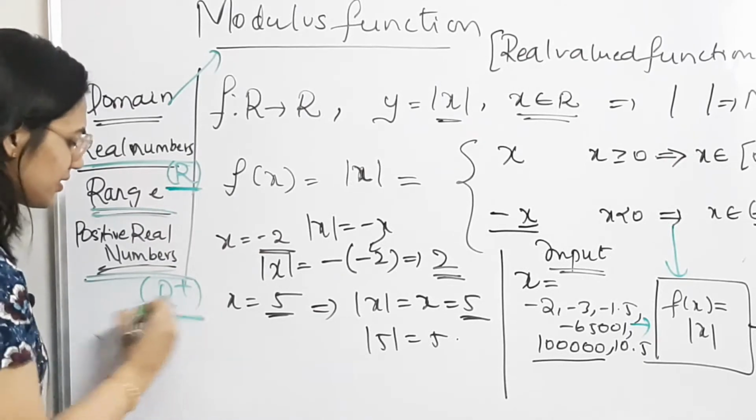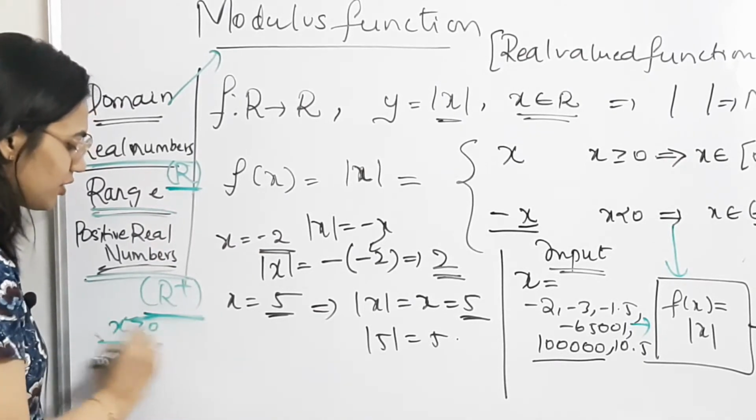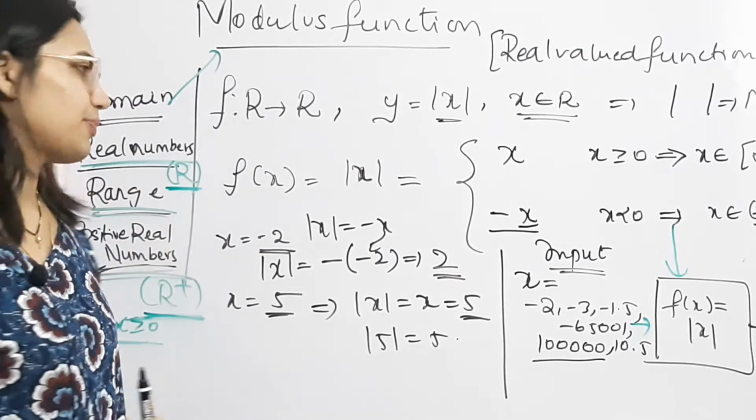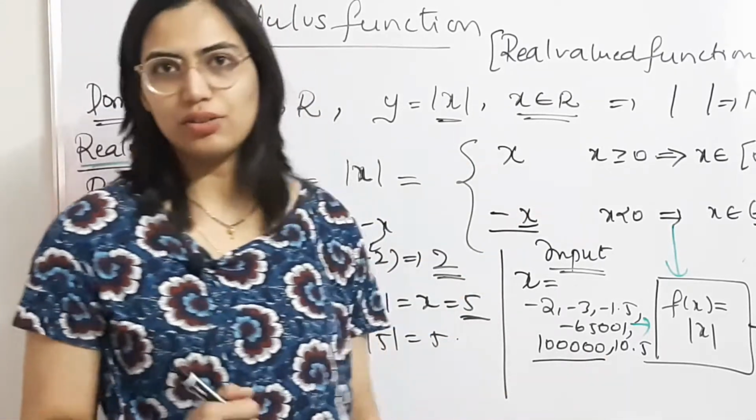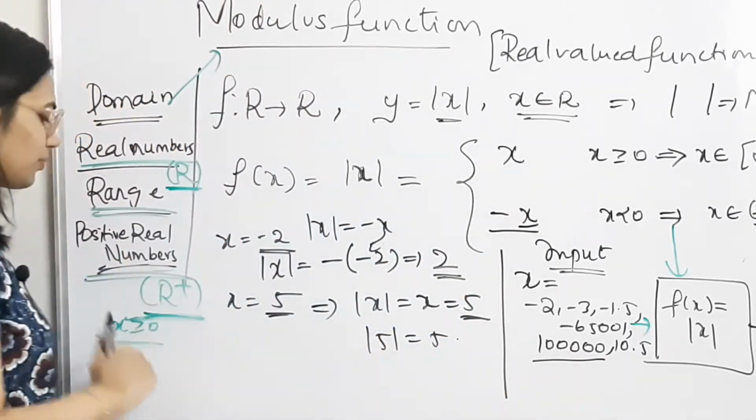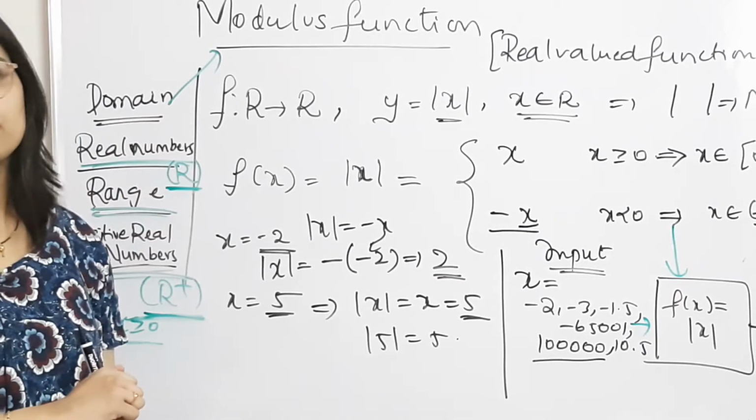You can write this as x greater than or equal to 0, including 0. Well, if we pass 0 into modulus, we'll get 0 also, right? So the range will consist of 0 as well.